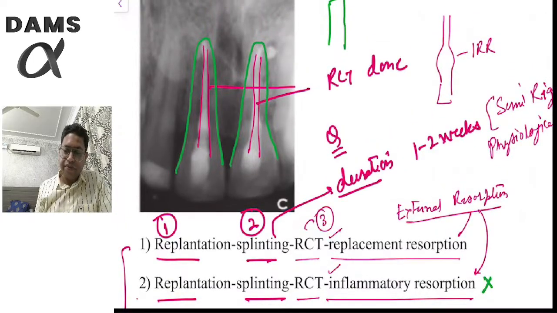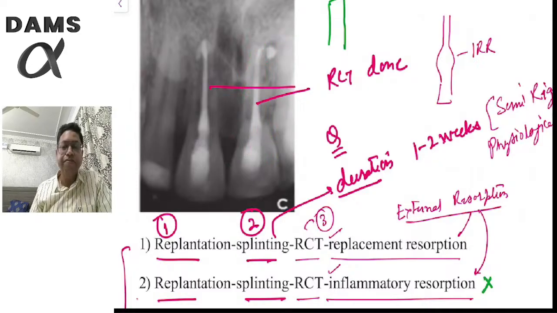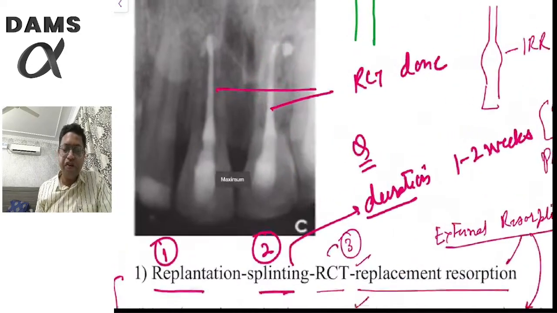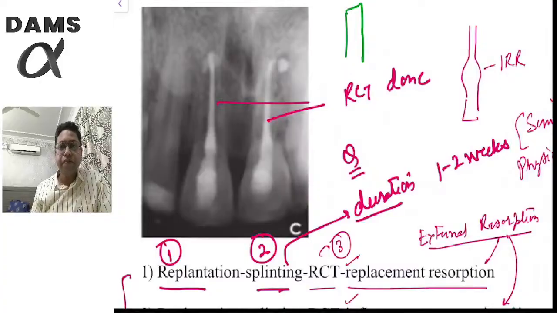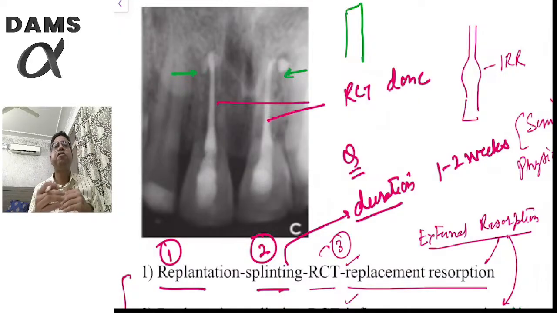Okay. If I remove the markings that I have done, you can see in the radiograph, in the apical 1/3 area, the lamina dura is not clearly identified. Why is the lamina dura not clearly identified? Because there has been replacement resorption, the fusion of the tooth with the bone.